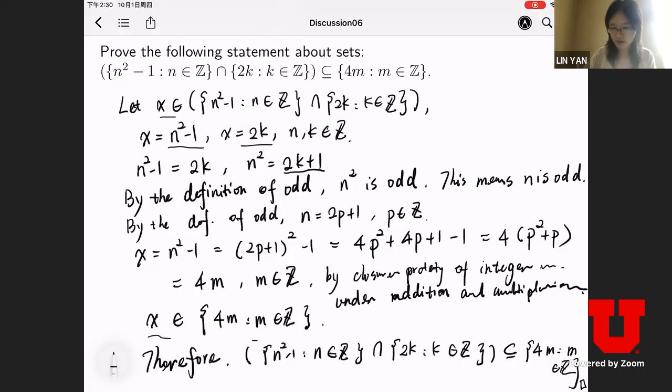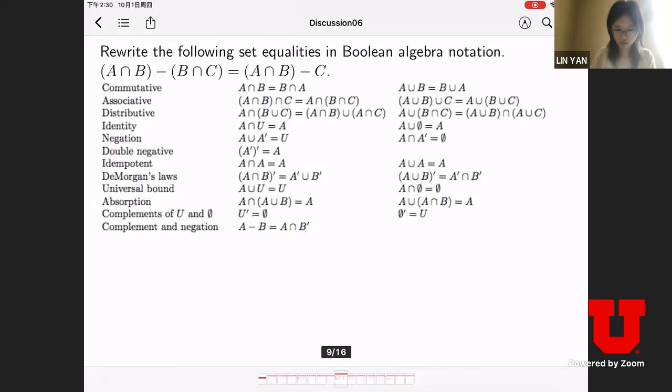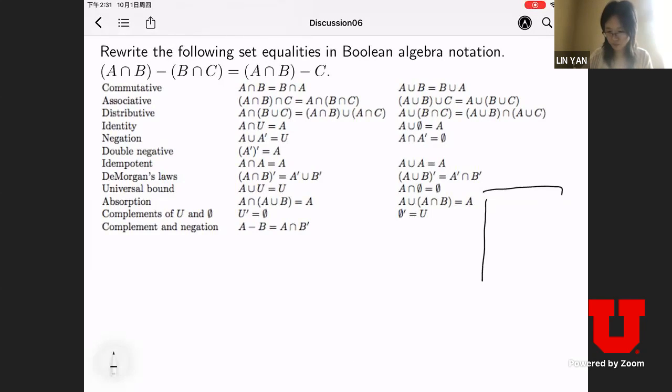Okay, let's move on to the next question. Rewrite it to Boolean algebra notation. So first, let's recall the Boolean algebra. There are three operations in Boolean algebra. That is, this means and, this means or, and this is not.